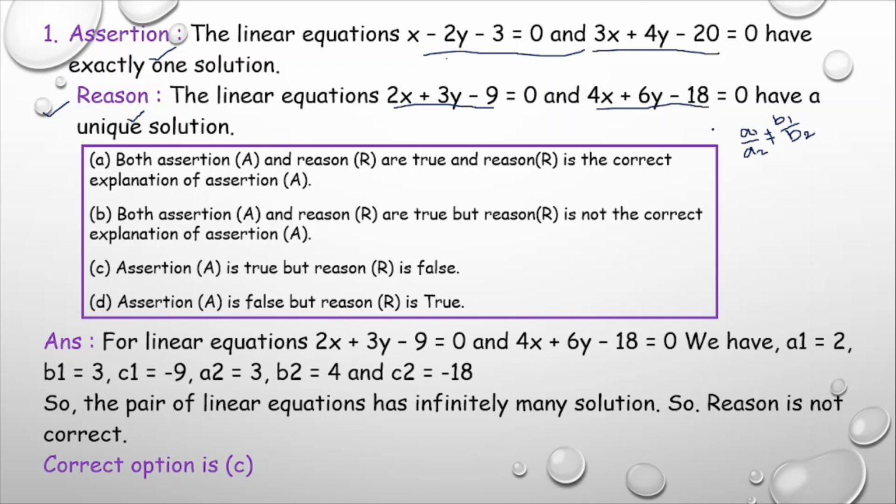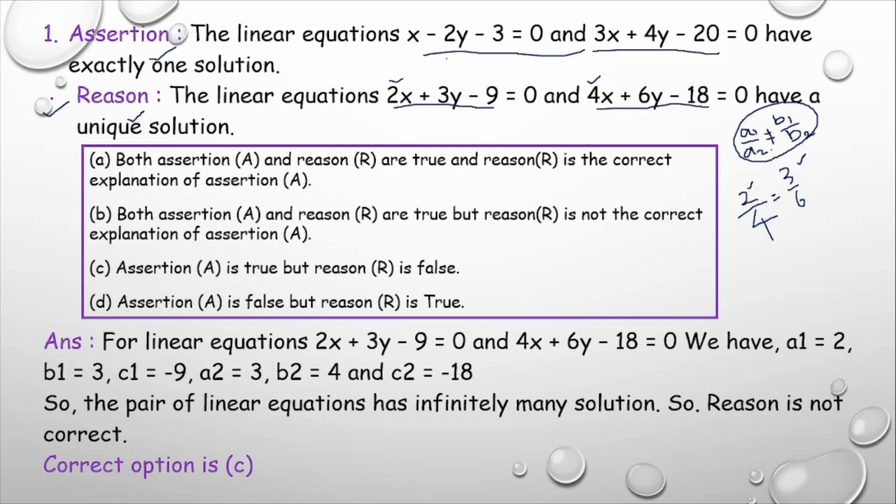Now we will check a1 by a2. Here 2 by 4, which is 1 by 2. b1 by b2 is 3 by 6. If you simplify, here also you will get 1 by 2. Right? So, these ratios are equal. Only if this ratio is not equal can I say it is a unique solution.